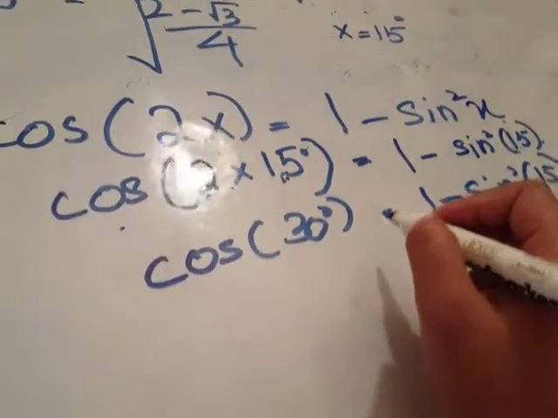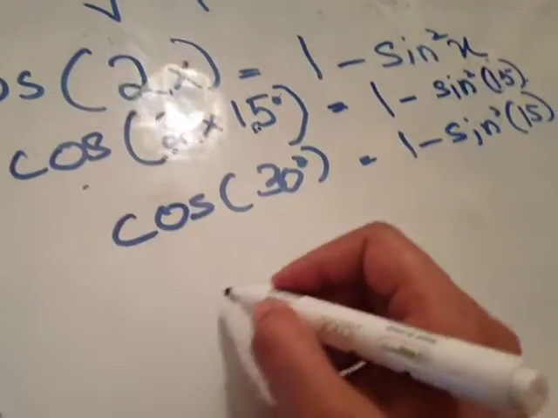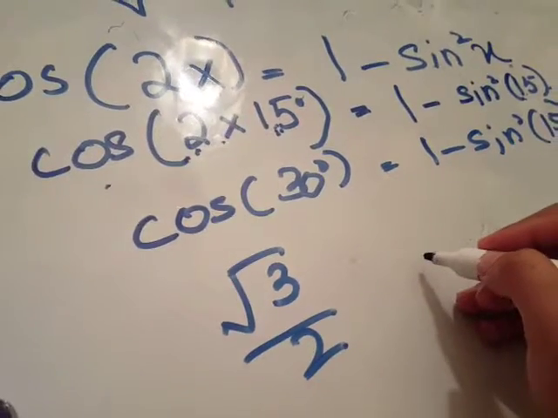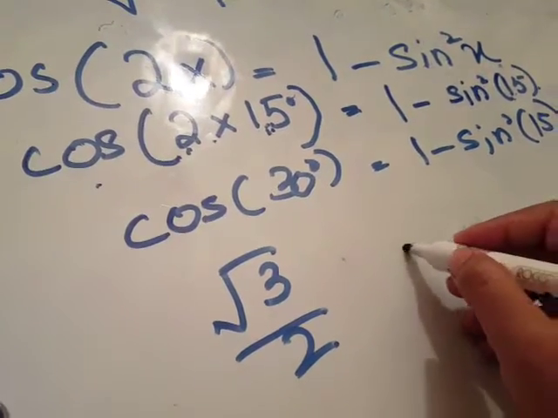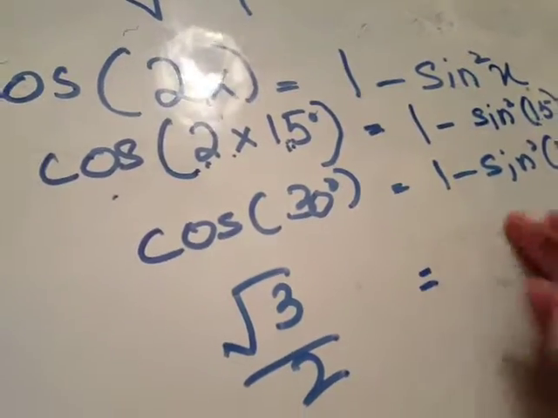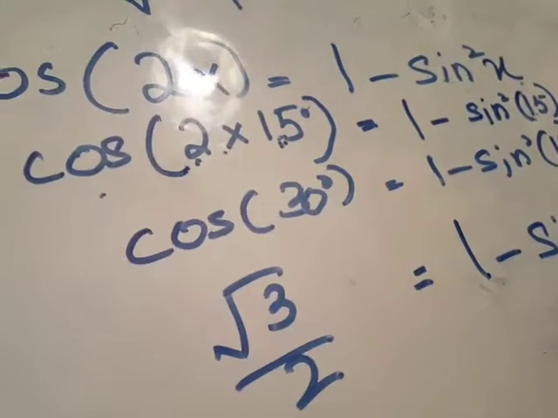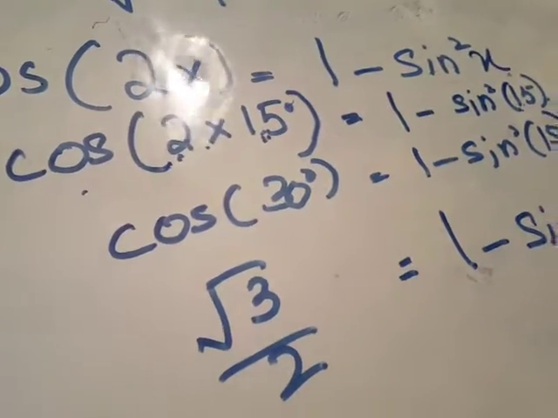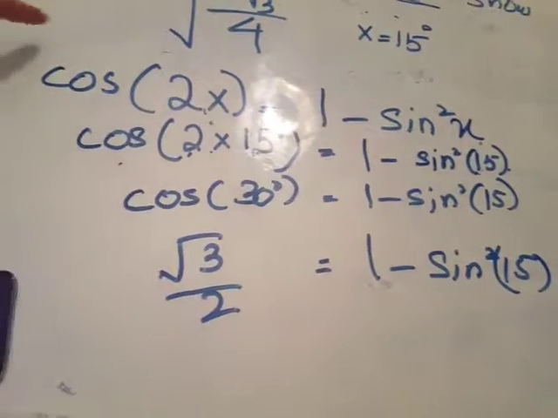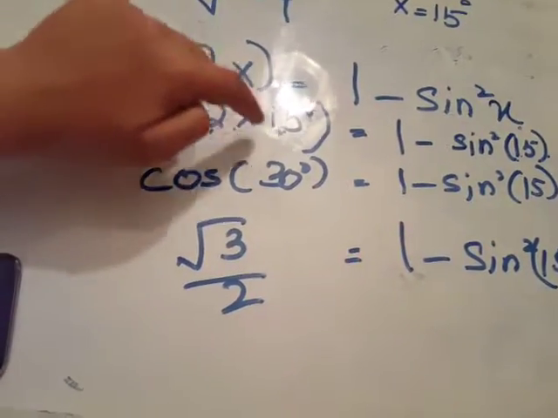What is the value of cos 30 degrees? It is root 3 over 2. Okay? Root 3 over 2 is actually equal to 1 minus sine square 15 over 2. Till now, I have just placed 15 instead of x.